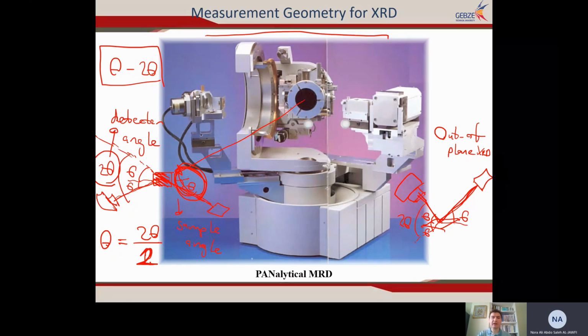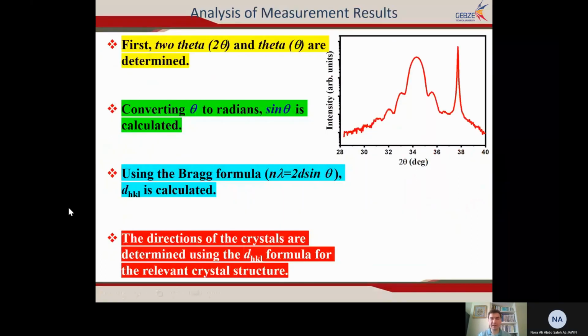Okay, then let me continue with the analysis of measurement results. Here we have a real result. Let me first of all draw the material. Here we have zinc oxide, and here we have aluminum oxide, or sapphire. Zinc oxide has a hexagonal structure, and aluminum oxide also has a hexagonal structure.